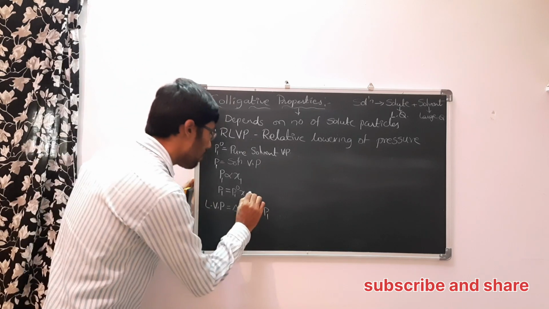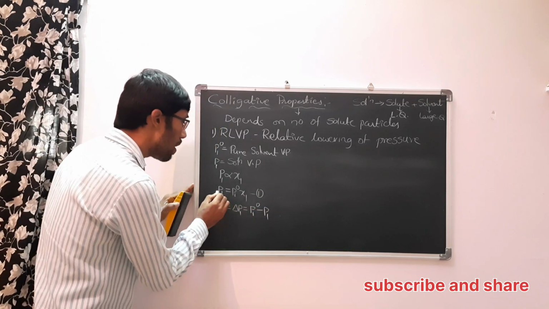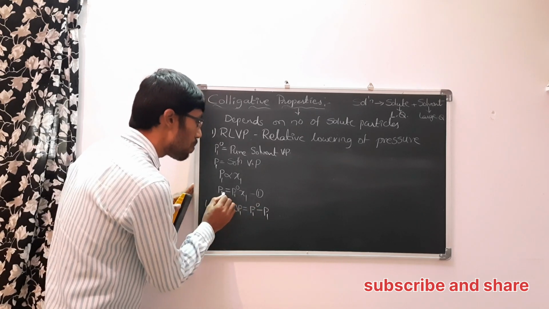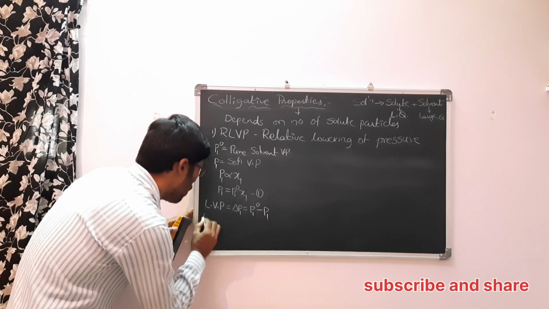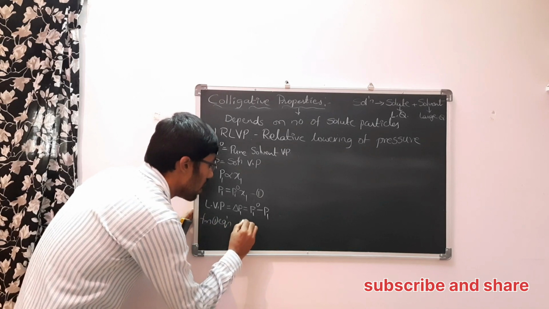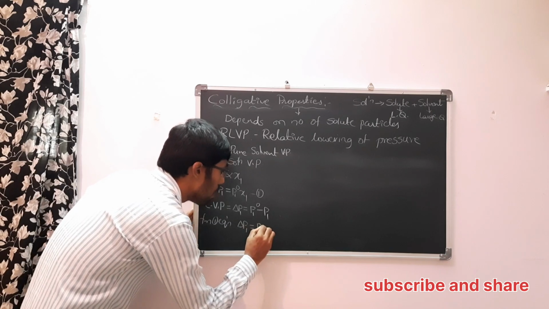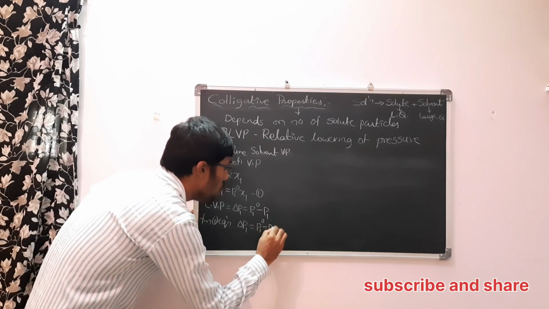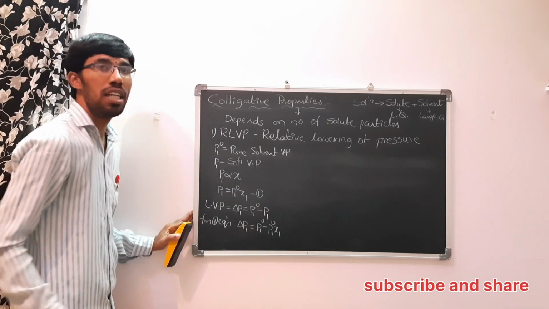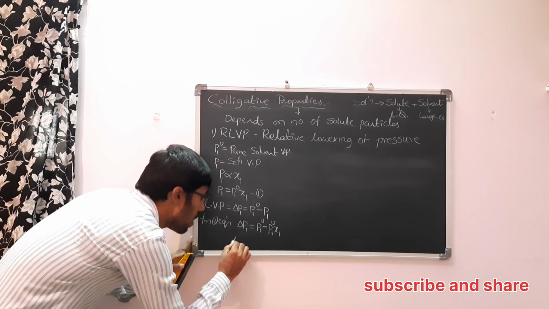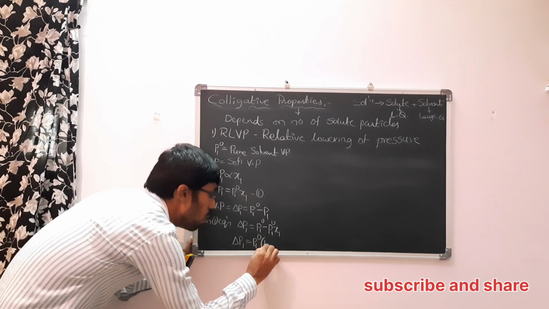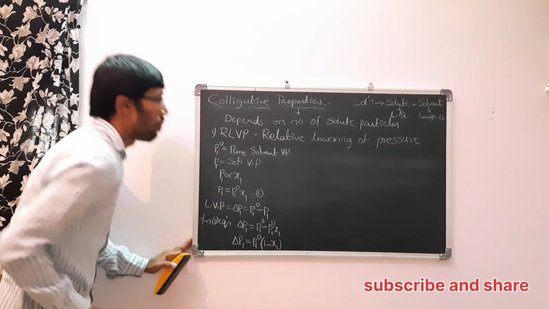But we know from the first equation, P1 equal to P1 naught into X1. Then we substitute P1 here from the first equation. Delta P1 equal to P1 naught minus P1 naught into X1. P1 naught is common, so we can take that P1 naught value common. Delta P1 equal to P1 naught into 1 minus X1.